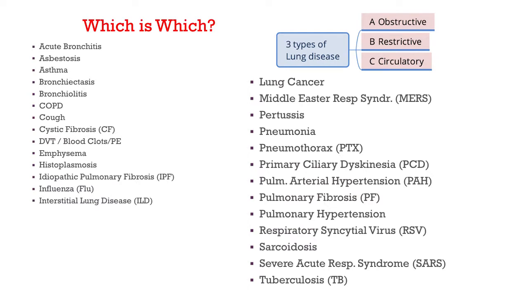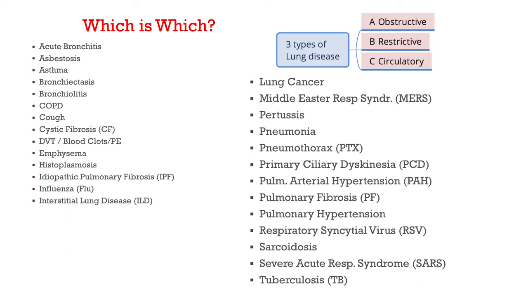So which is which? When we look at these, acute bronchitis and asthma are classic obstructive diseases because your lungs themselves are normal in size, but you're essentially constricting the passageways that come in so that you can't get the air in and out. This is going to be true for bronchiolitis. COPD is also obstructive. That's why it's chronic obstructive pulmonary disease.